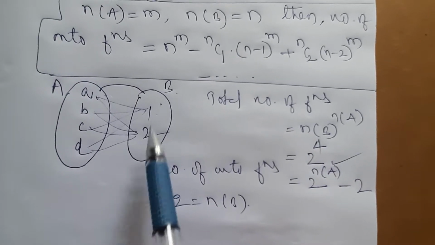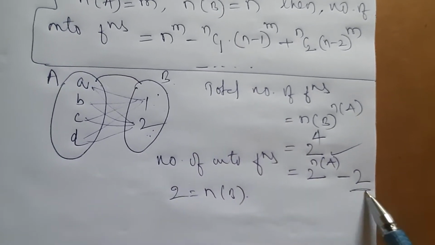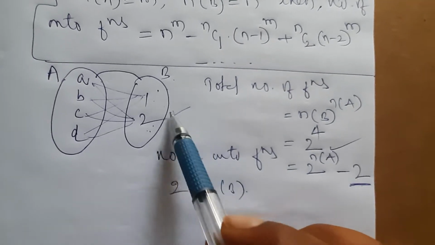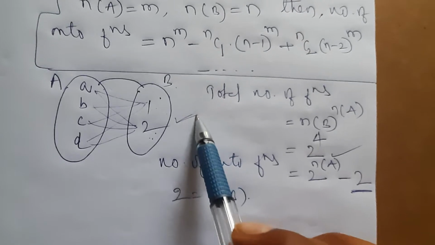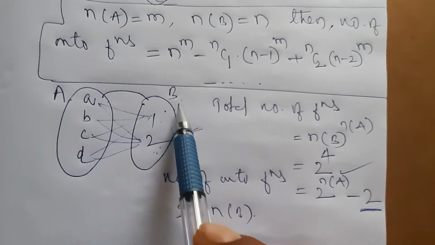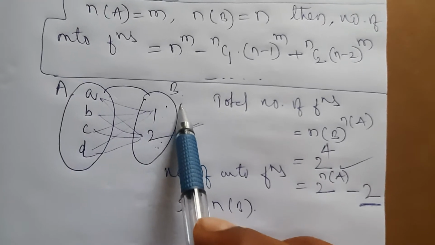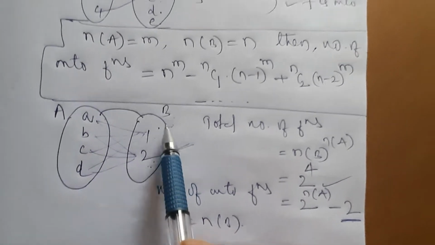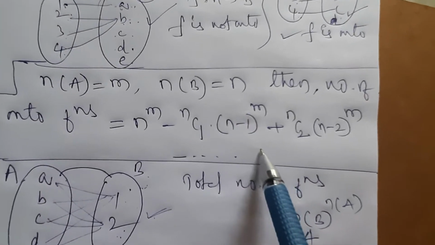So due to that reason we are subtracting two functions. Except these two functions, each and every remaining function here is onto. But in all the cases this is not possible. Whenever n(B), the number of elements in the set B, is more than two, then in that case this is the formula.